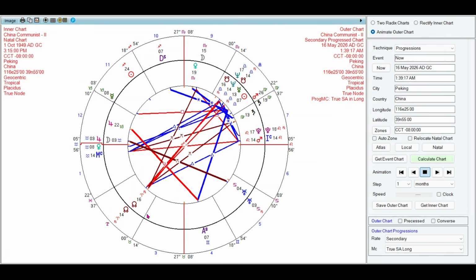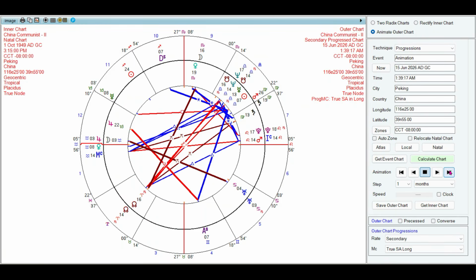This again signifies that the financial situation of China is not going to be all that good in the coming year. And if we see in the month of August, this progressed moon is going to be closely conjunct with the Venus, and Venus in this case is lord of the 3rd house, and 3rd house signifies the neighbors, and in the case of China, the neighboring country is Taiwan.